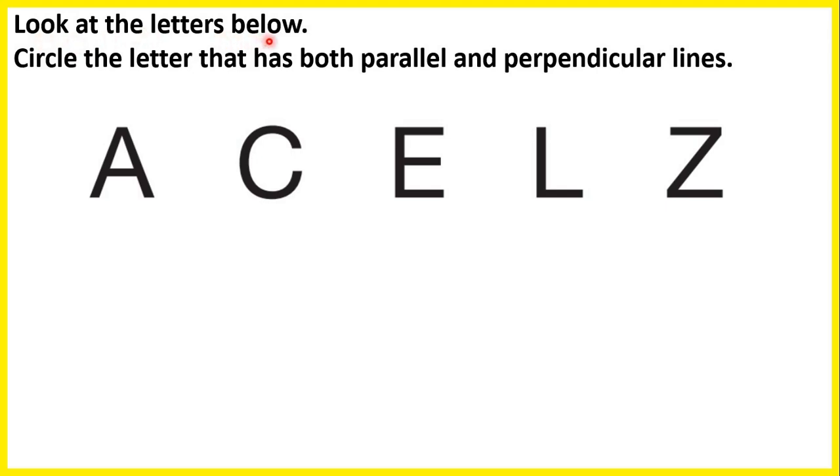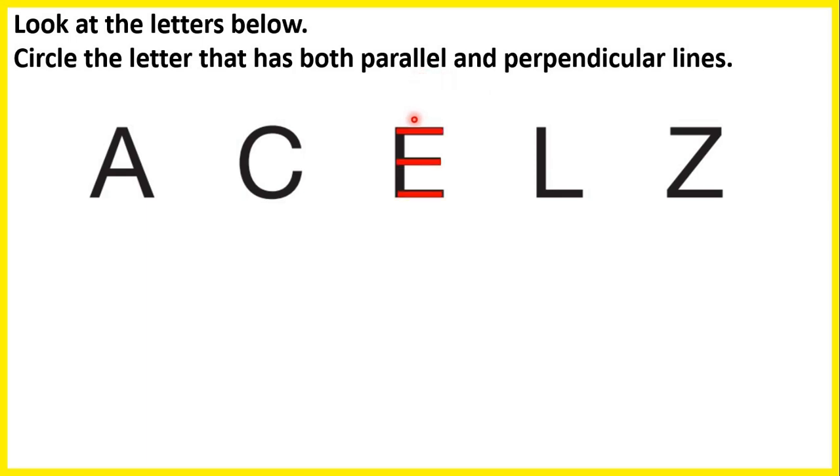Look at the letters below. Circle the letter that has both parallel and perpendicular lines. So we can remember that parallel lines are like train tracks. They're lines that if we extended them would go on forever without ever crossing. And perpendicular lines are the opposite. They're lines which if we extended them would cross at right angles.